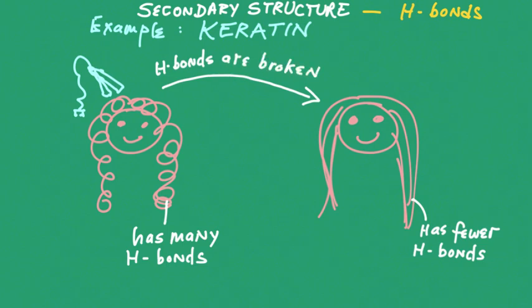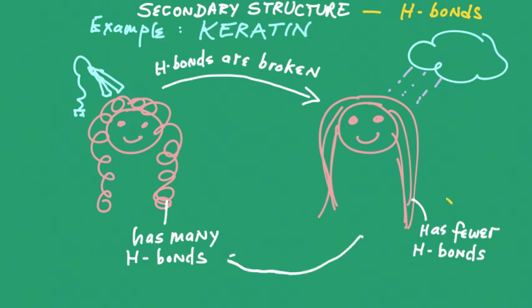So let's say I have straightened my hair and I feel good, I look good, and I step outside and it's raining and I've forgotten my umbrella. What's going to happen is that rainwater enhances hydrogen bonds. Rainwater is attracted to the dry hair and enhances the hydrogen bonds. As a result, the hair starts to become curly.